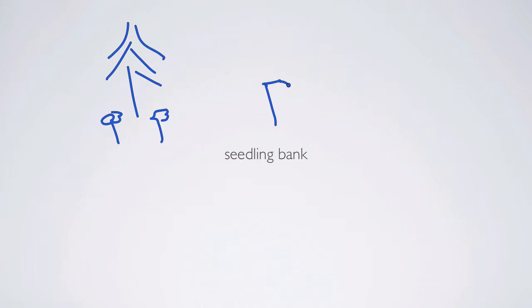In addition, in many systems, there's what's called a seedling bank. And a seedling bank often sits in the understory, and they're relatively small trees that are suppressed and don't grow up until you have a disturbance. Then these release and become the next stage of secondary succession. So it's even faster than starting from seeds.